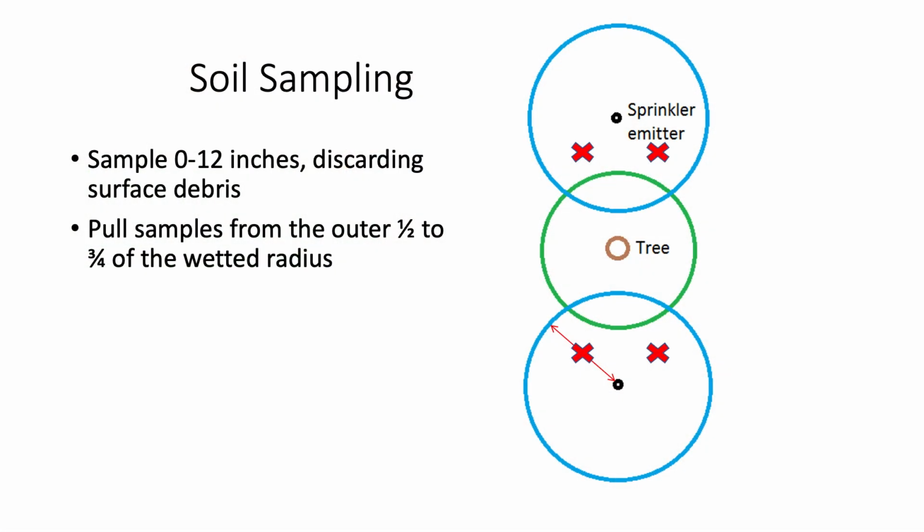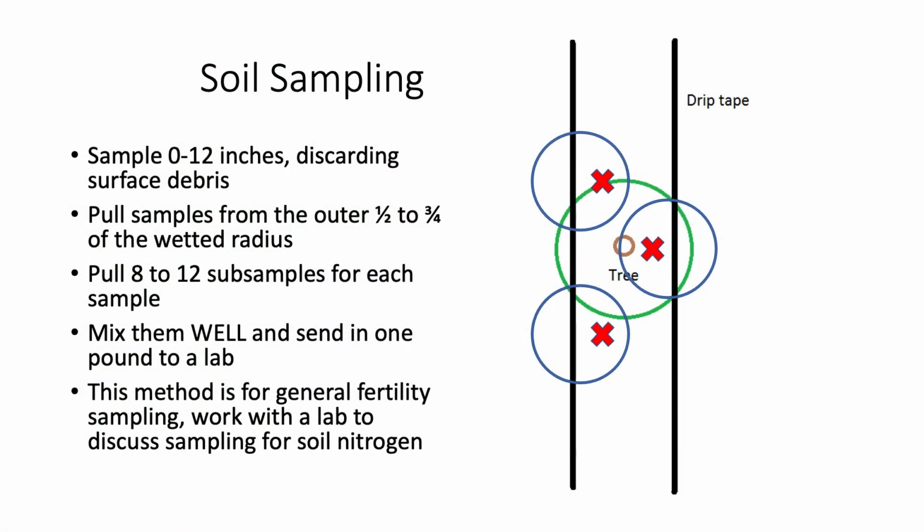So that means, if you have your wetting zone be a perfect circle, you have your microsprinkler emitter here, you should be sampling somewhere out here. With drip systems, especially drip systems on berms, that can be a little bit more difficult because water will tend to run off before infiltrating into the soil.